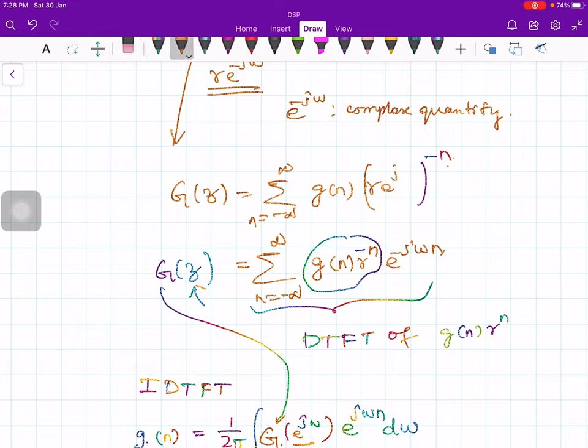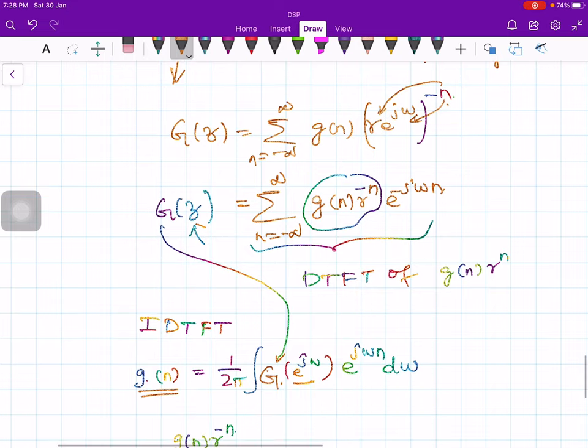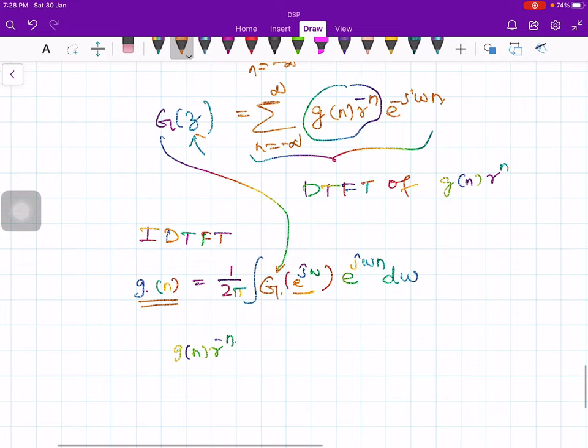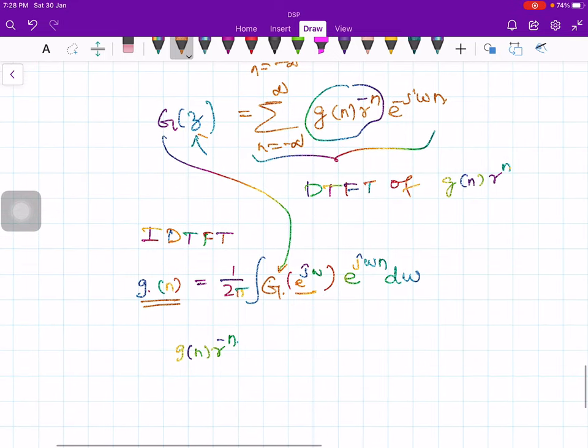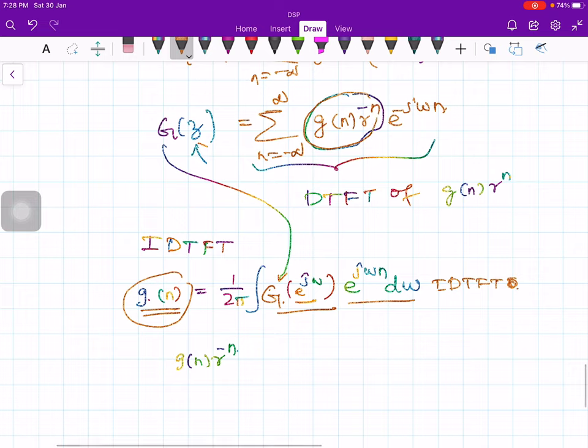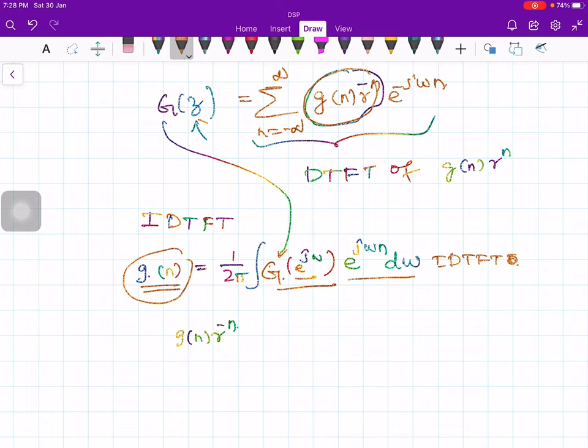E to the j omega. If you bring n here, then r to the minus n. If you bring n here inside, e to the minus j omega n. Fine. So this is the inverse discrete time Fourier transform formula. Now in the left hand side you have g of n, so that in the right hand side you have this kind of functions. But now we are talking about g of n multiplied by r to the minus n. Therefore you multiply r to the minus n g of n in the left hand side.